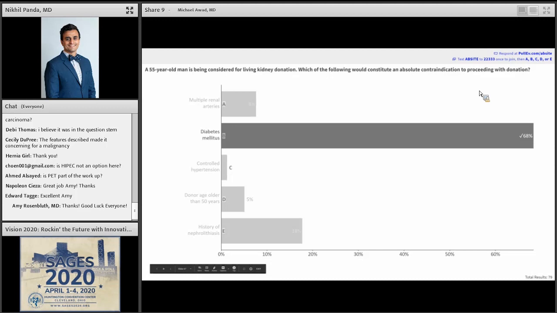For the other answer choices, A, presence of multiple renal arteries is not a contraindication to donation, but that's one of the reasons why we often obtain certain contrast-based imaging, CTAs or CTs with IV contrast on our living donor patients, because we want to keep that in mind when we then go and perform the procurement from that patient. Hypertension requires further investigation to determine if it truly is controlled or not, but in itself is not an absolute contraindication. There's no absolute age cutoff, and the presence or history of Stone's disease is not a contraindication either.